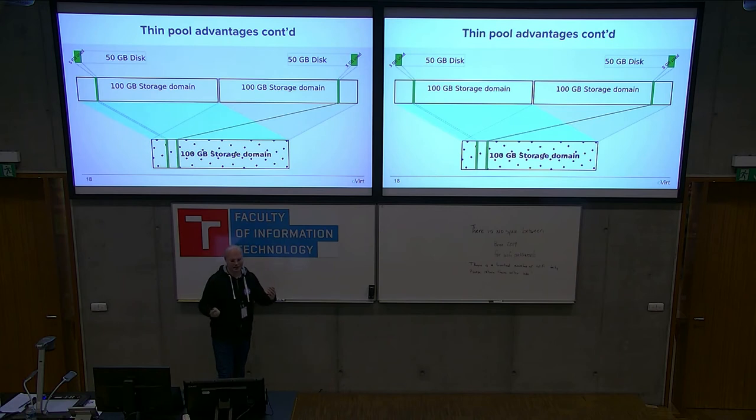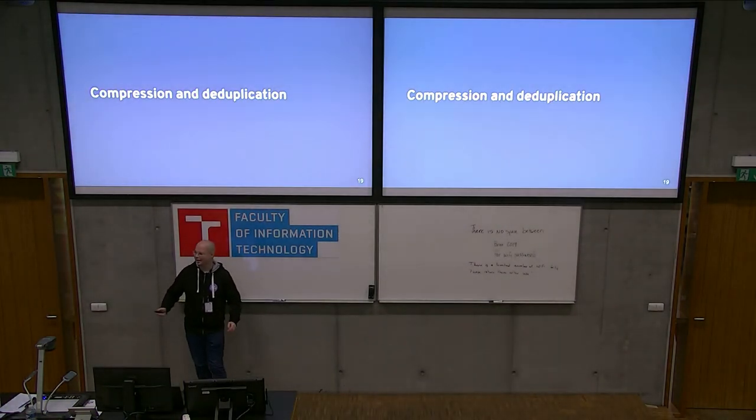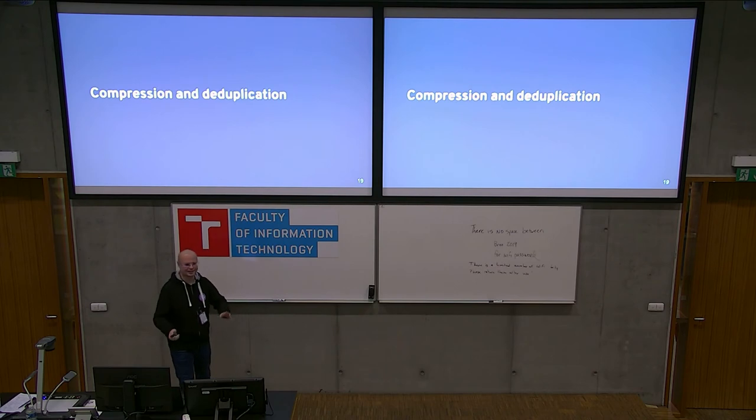So in my case, you have two VMs of 50 gigabytes each, using just 5 gigabytes, on top of 200 gigabyte storage domains, on top of just a 100 gigabyte drive. And you still use only 10 gigabytes of it. But you pretend to have more. And that's not all. I'm coming to the best part of my presentation, the core part.